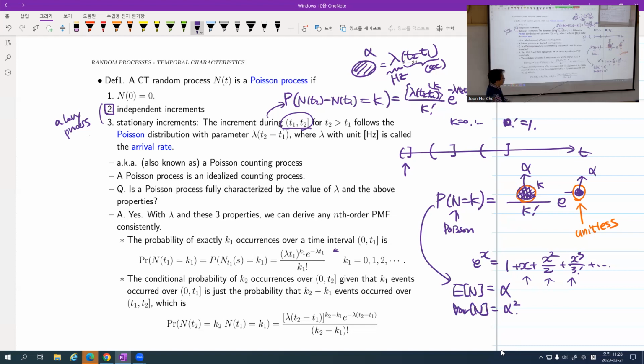By the way, is it alpha squared or alpha? I do not remember. Yeah, it is alpha. Anyway, something like that.